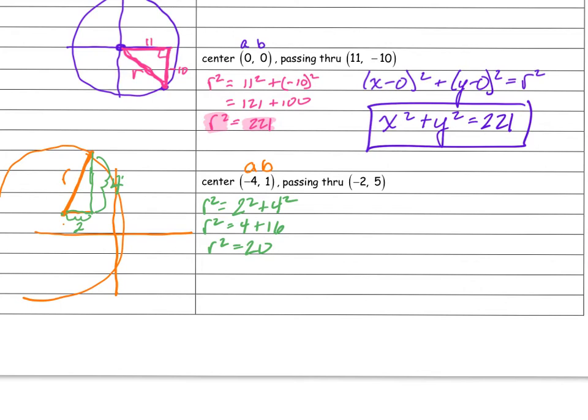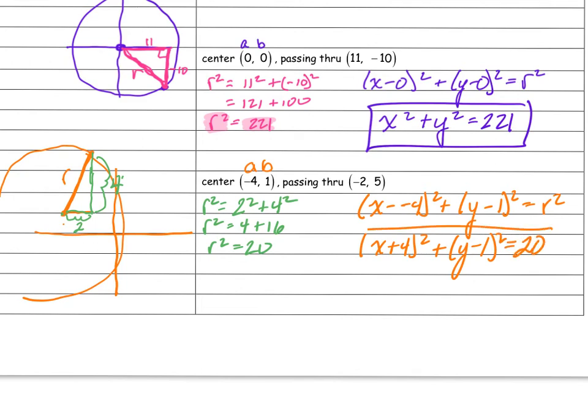So I've got x minus negative 4 squared plus y minus 1 squared equals r squared. I'm just going to put r squared because we know what r squared is. So we've got x plus 4 squared plus y minus 1 squared equals 20. And there's my answer right there. So that's going to conclude this part. Remember, I might need to draw a picture and find it.